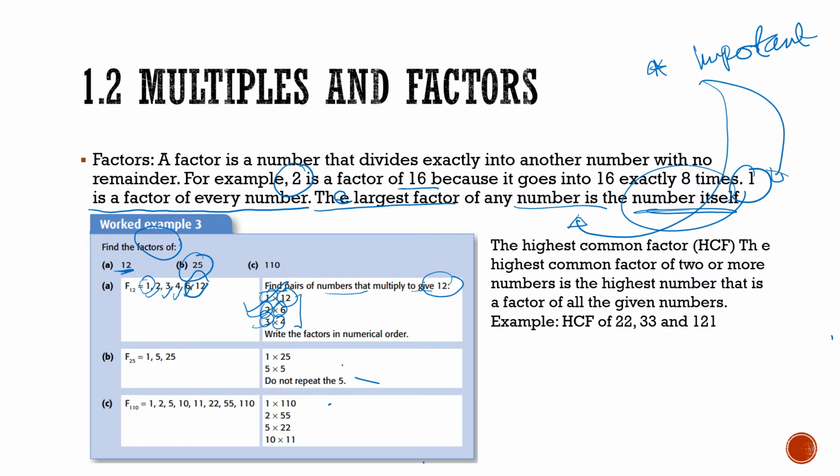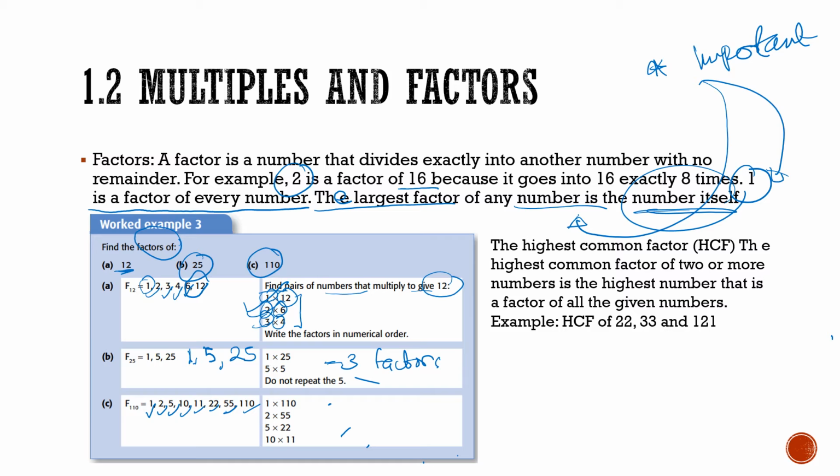When we do the same for 25, we have 1 is a factor. Is 2 a factor? No. Is 3 a factor? No. Is 4 a factor? No. Is 5 a factor? Yes, 5 is a factor because 5 times 5 is 25. 6, 7, 8, 9. None of those are factors. Hence, 25 is its biggest factor as well. So it has 3 factors. And the same for 110. And the answer for 110 is 1, 2, 5, 10, 11, 22, 55, and 110.